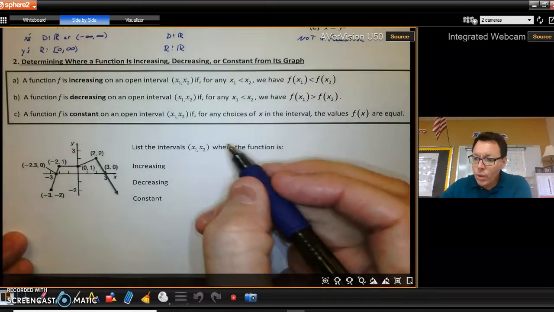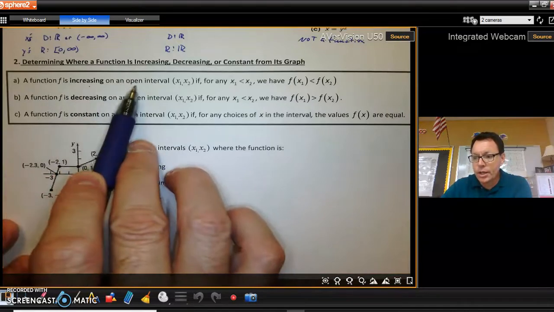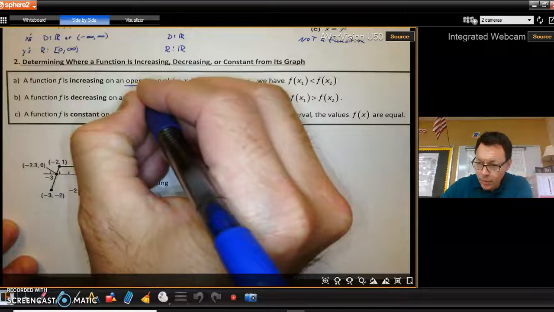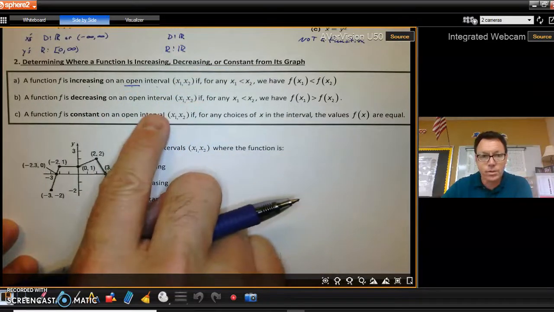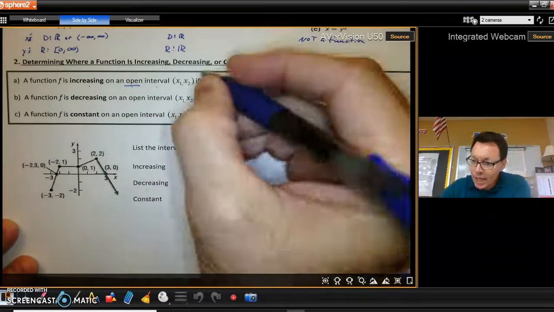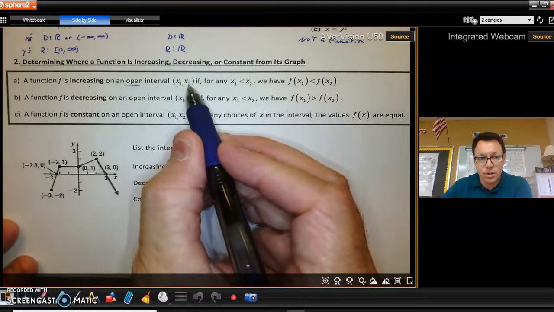Okay, well, here's how you write it. A function is increasing on an open interval. So first off, open means we're going to be using parentheses for all of these. You'll never use a bracket on these. And it's an interval saying from what x value to what x value is this occurring.